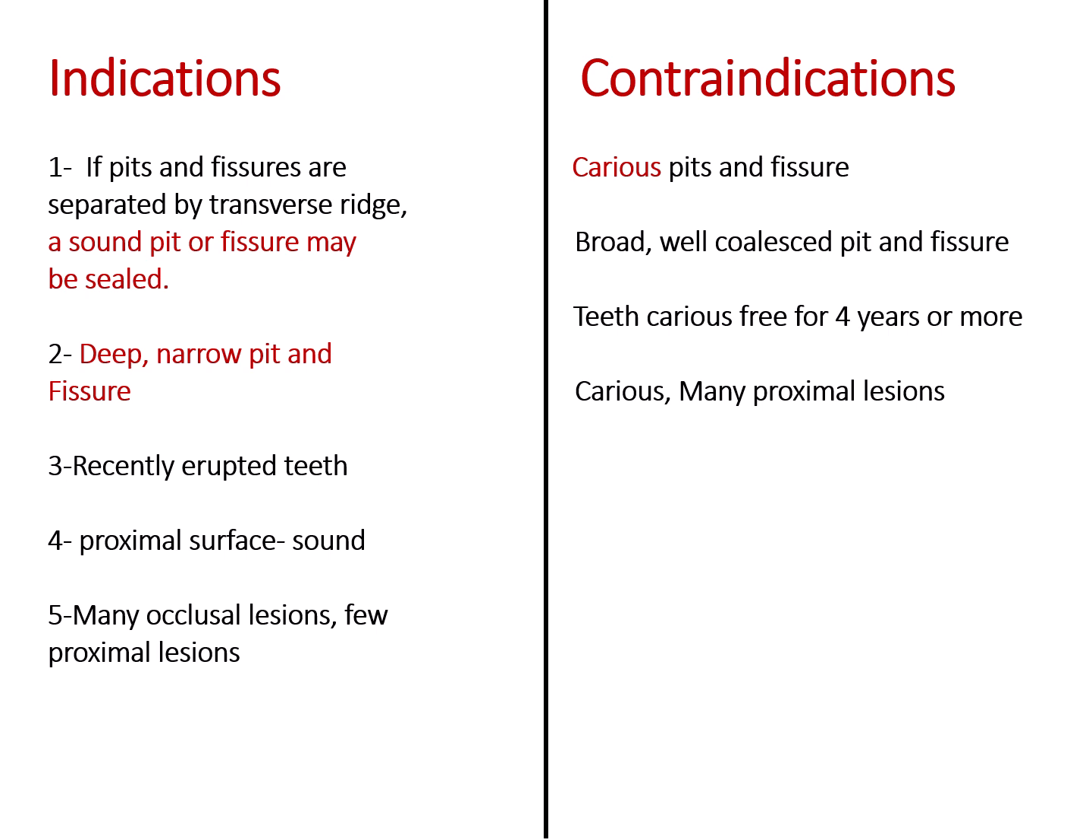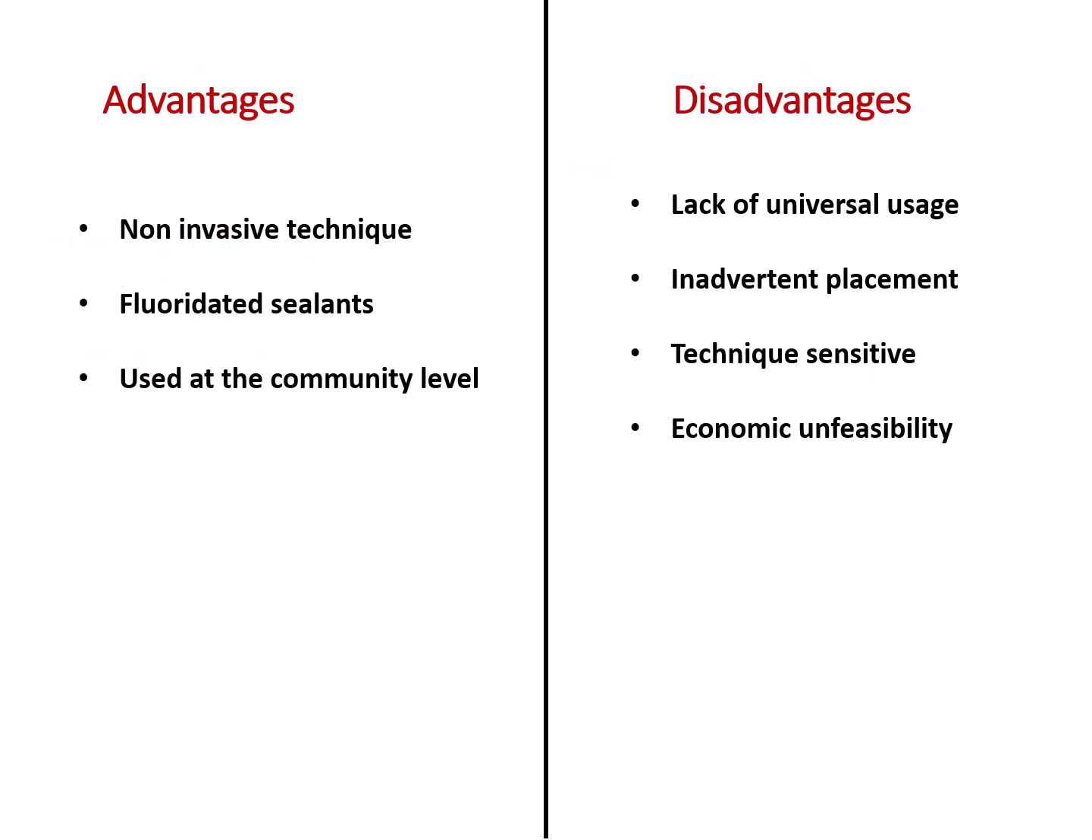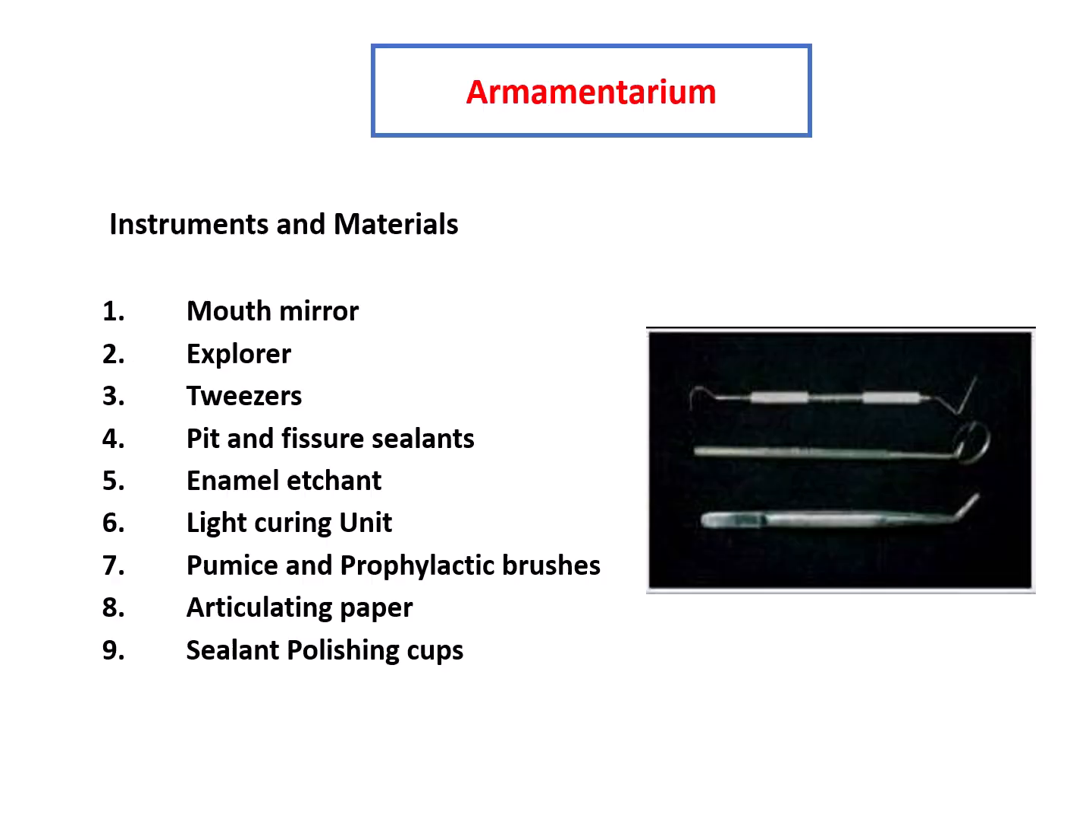The indications and contraindications. A sound pit and fissure should be sealed. Deep, narrow pit and fissure should be sealed. And the contraindication is that carious pit and fissures should not be sealed, and teeth which are free of caries for more than 4 years should not be sealed. The major advantages: non-invasive technique. The fluoride sealant can prevent caries. It can be used at the community level. The major disadvantages: it is technique sensitive and there is a lack of universal usage.